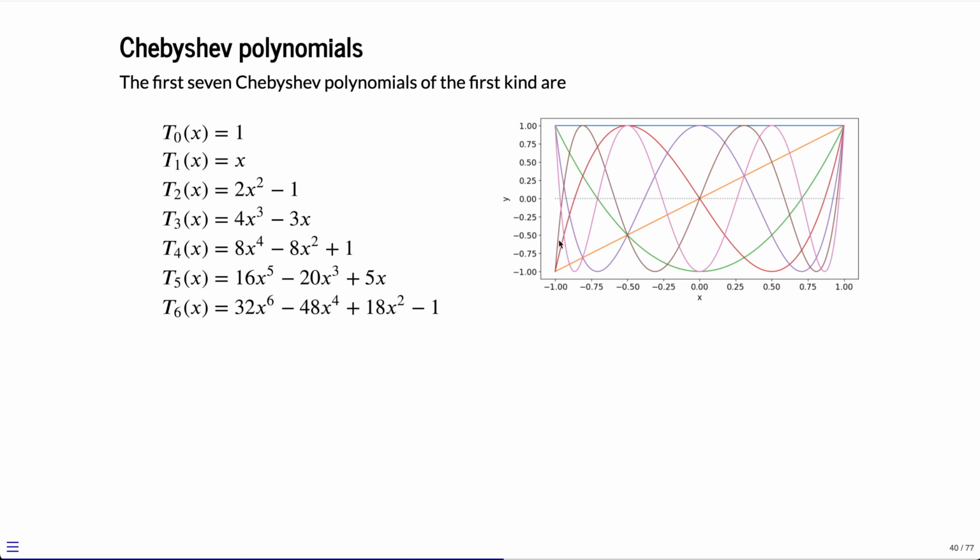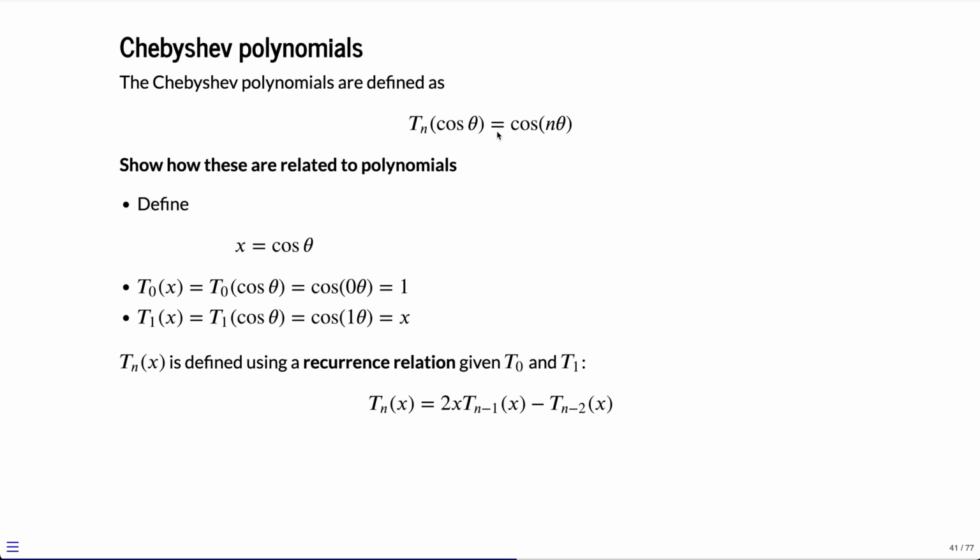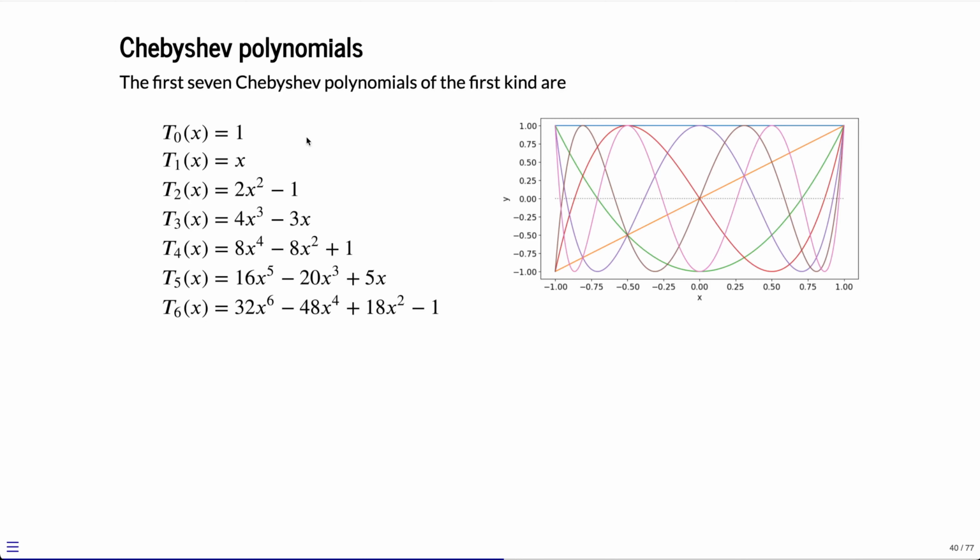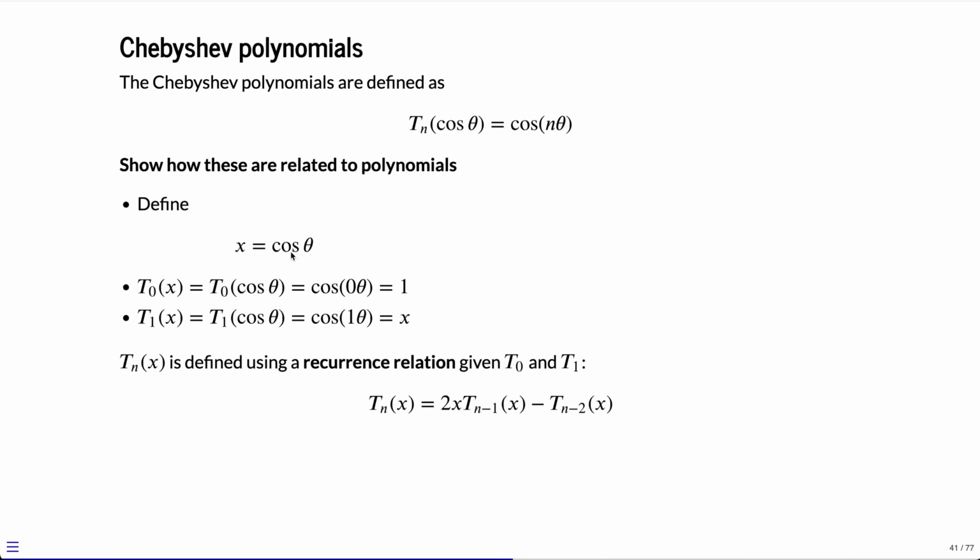And these have a really strong sinusoidal character, and you can also see that they are bounded from -1 to 1. And this is because they're directly defined in terms of the cosine function, which of course varies from -1 to 1 and has this cosinusoidal behavior. So the Chebyshev polynomials are really simply defined. The nth Tn of cosine theta is simply cosine of n theta. And we'd like to see how this definition can be used to generate these Chebyshev polynomials.